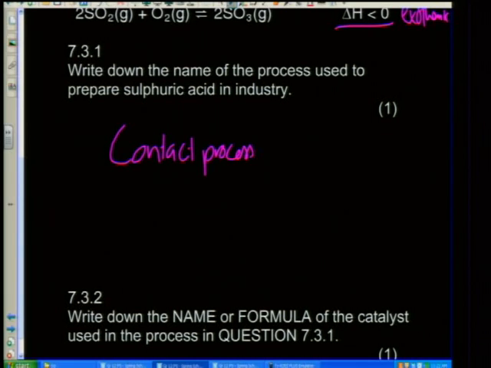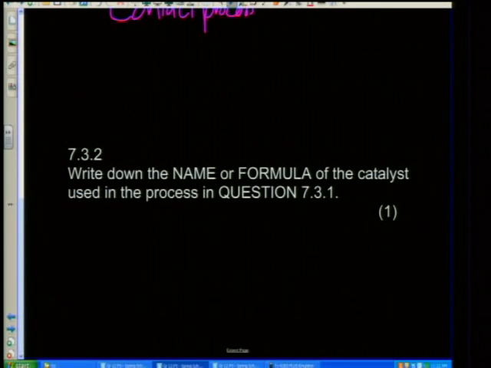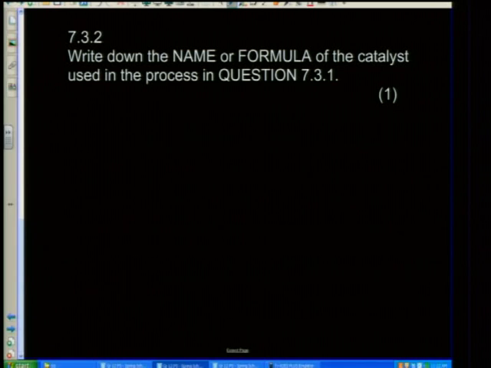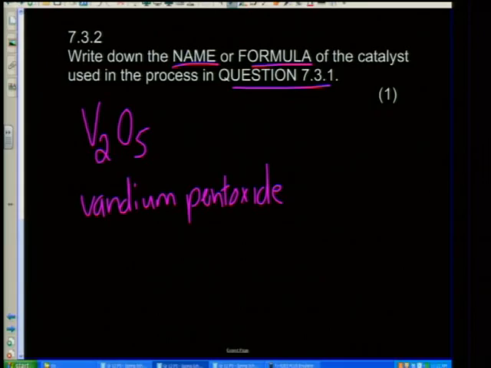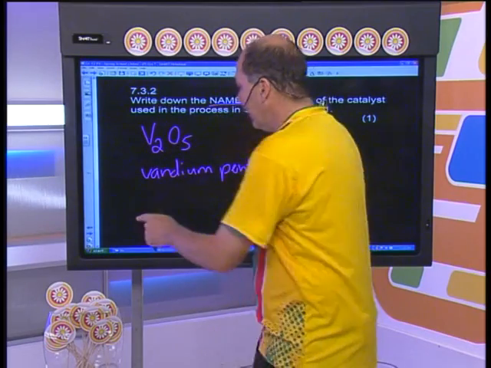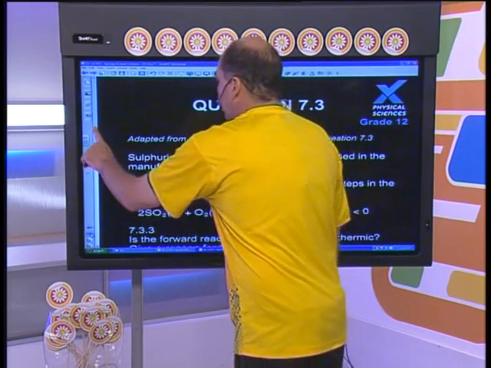I'll just quickly go through these in case you want to take a look. And then here, they give you a very important instruction. Write down the name or formula of the catalyst in the question previously. So the formula is V2O5. The name is vanadium pentoxide. Now, when they give you a choice of name or formula, that's really up to you. You don't necessarily have to do both. It's either one or the other. I prefer to write down the formula because I don't make the spelling mistake, and maybe that's not a bad thing.